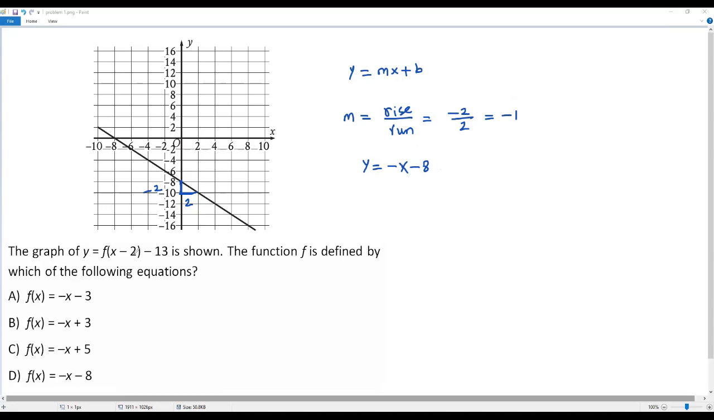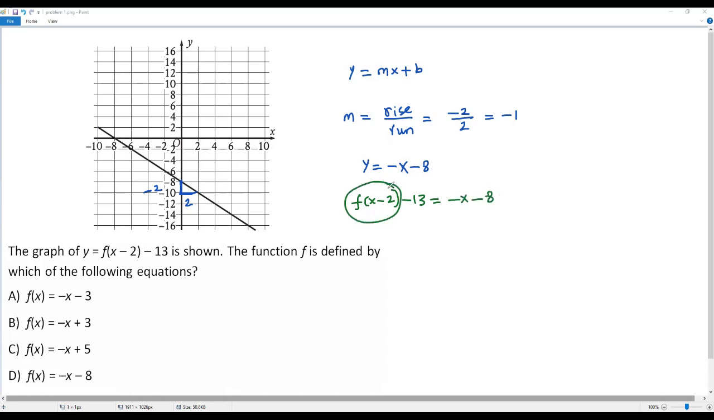As I said already, we have the equation of the given line over here. So the equation we got and the equation given in the information both represent the same line that we have over here. Since both these equations represent the same line, we can plug in this expression for y, because in the given equation, this is what we have for y. Let's plug it in for y in our equation. Then we have f(x − 2) − 13 = −x − 8.